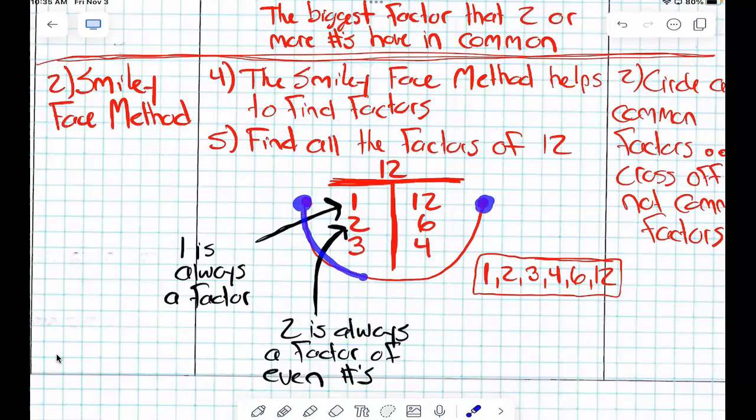Now, if I ask you to make a smiley face, the smiley face would help us list all of the factors in what order? Smallest to biggest. If I put a dimple here and a dimple right there and I draw a smiley face, wouldn't that be from small to big? Yes. We also call that numerical order, right?